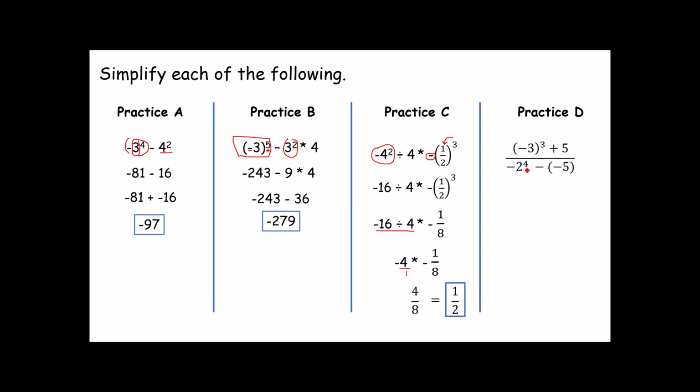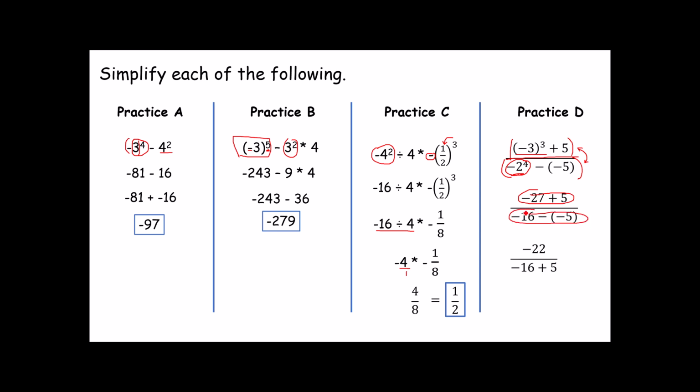Remember this long division bar acts as a grouping symbol, so I need to do what's on top, do what's on bottom, and divide last. Since I'm dividing last, I can actually simplify the top and bottom at the same time. On the top, I'm going to do the negative 3 to the 3rd and get a negative 27. On the bottom, I'm going to do my negative 2 to the 4th, which is going to be negative 16. Tricky spot again. There are 4 2's, only one negative sign. On the top, then, I'm going to add that and get my negative 22.